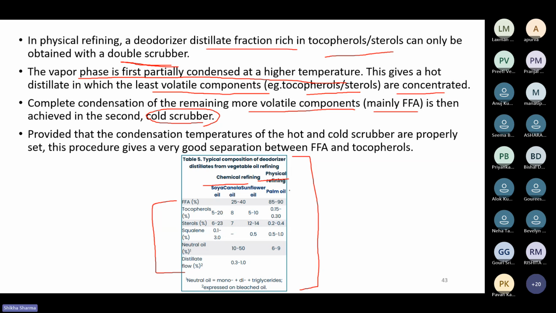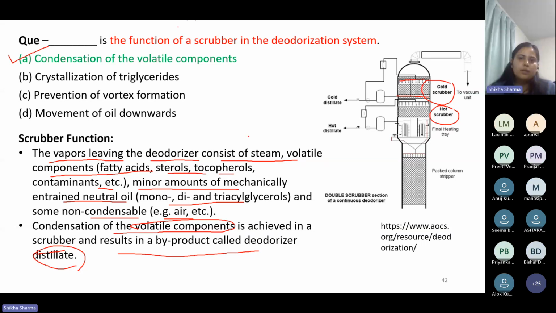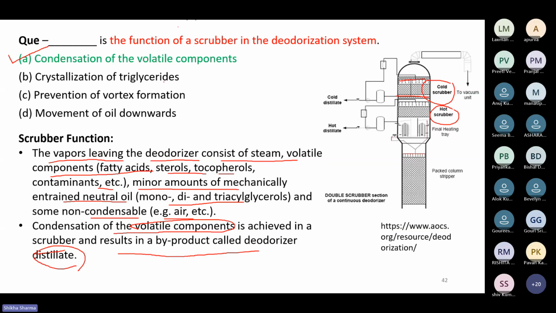This is the distillate we get after the physical refining of palm oil, and this one is from the chemical refining. So we have option A as correct, condensation of the volatile components. Is this clear? Yes, ma'am. Okay, thank you.